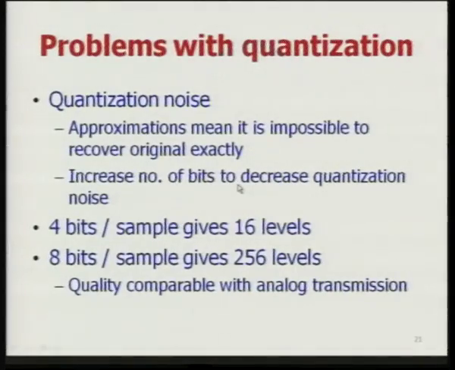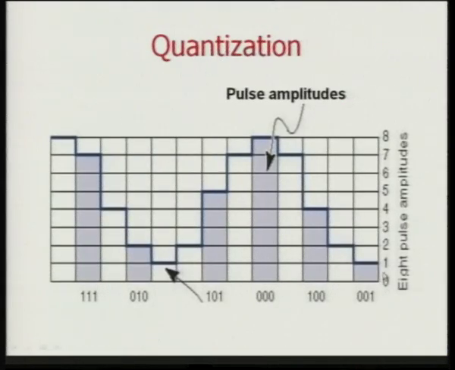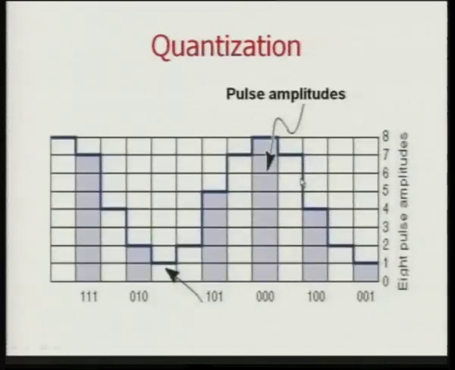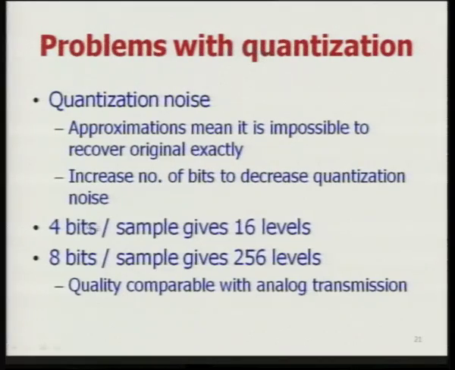So, what do we do in order to reduce this quantization noise? One of the things that we do, which is very obvious, is to increase the number of bits that you use to represent each sample. If you do this, then you will decrease the quantization noise. If I use 4 bits per sample, it will give me 16 different levels. If I go back to this figure, instead of using 8 levels, if I had used 16 different levels, I would be able to get a better approximation of the original values. So, this error that I have here would be reduced. This is what we try to do by increasing the number of bits per sample.